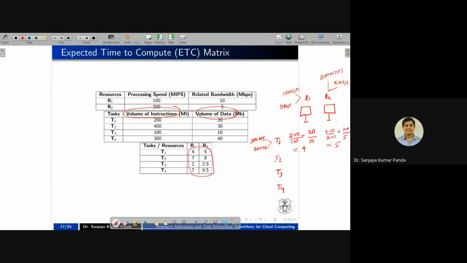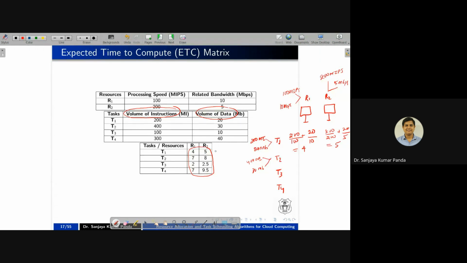I will take T2. T2 has to process 400 million instructions and 30 MB of data on R1 and R2. This matrix is called the expected time to compute matrix, or the expected completion time matrix as people also say, or in short the ETC matrix or ECT matrix. In this way you can calculate a particular task on different resources.